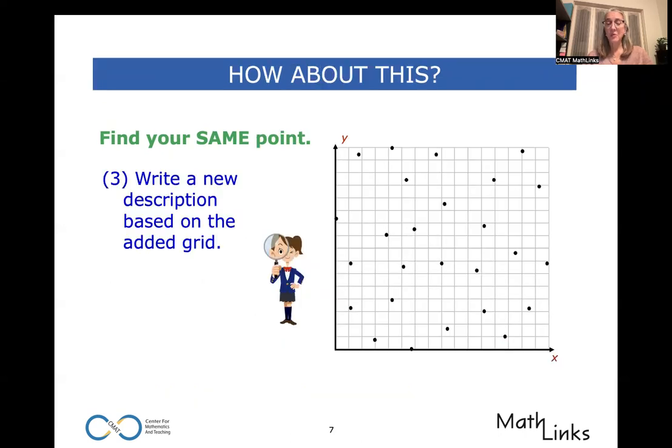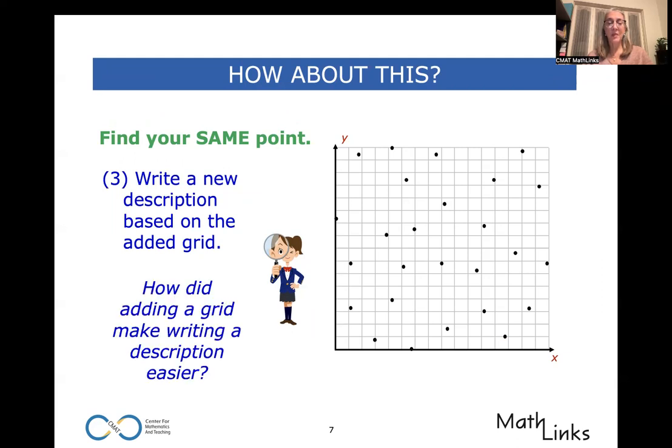Students write a new description for the same point. Then discussion can be made around how the grid helped with the description. Regardless of prior experience with the coordinate plane, students can count number of units from reference points like the origin or the axes. This could be used as a formative assessment to see if students remember that graphing in the first quadrant involves starting at the origin and counting to the right and then up.